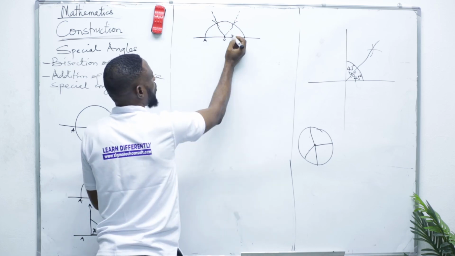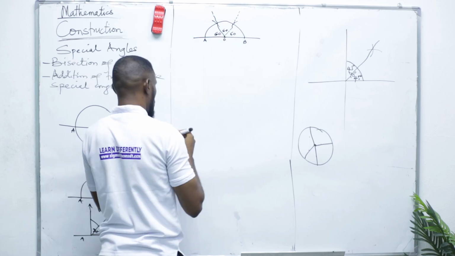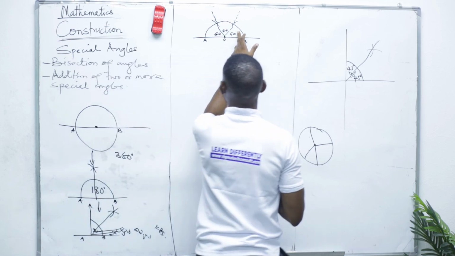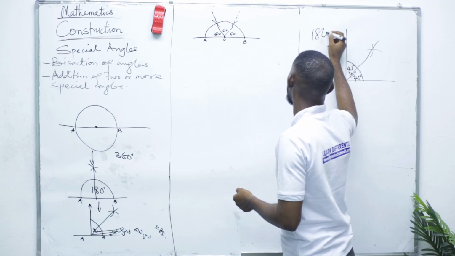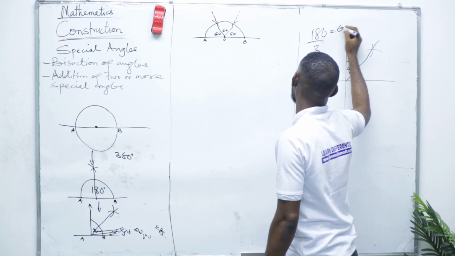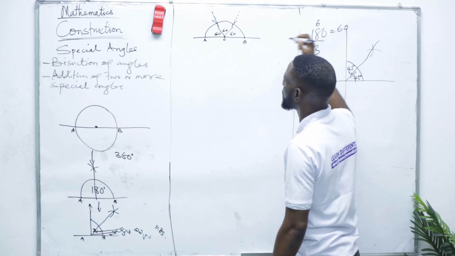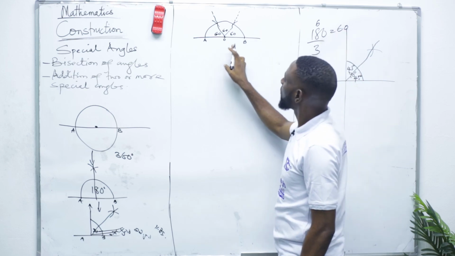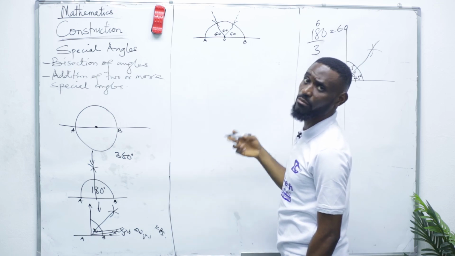At this point now, this becomes 60 degrees, 60 degrees, 60 degrees. How? Because we just divided 180 into 3. If you divide 180 into 3, it gives us 60. That is 3 into 18 is 6, 3 into 0 is 0, so 60 degrees. Can you see that? So 60 is also a special angle that can be constructed.